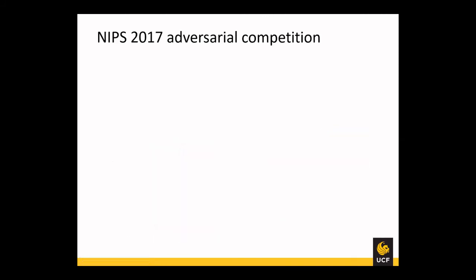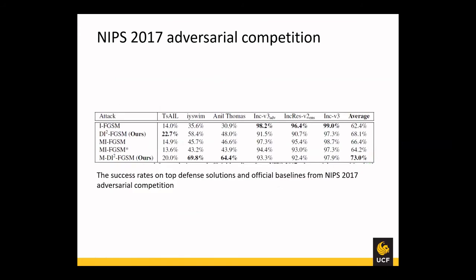Finally, let's take a look at their attacks and how they did against the top defense models in the NIPS 2017 adversarial competition. They tried to attack the top three defense models that were presented in NIPS 2017 and three baseline models, and they computed, on average, which attack method is best. And here you see MIFGSM twice.